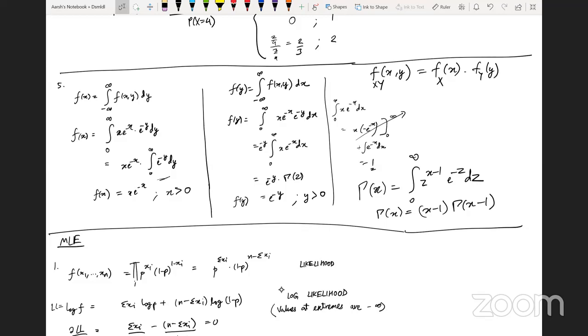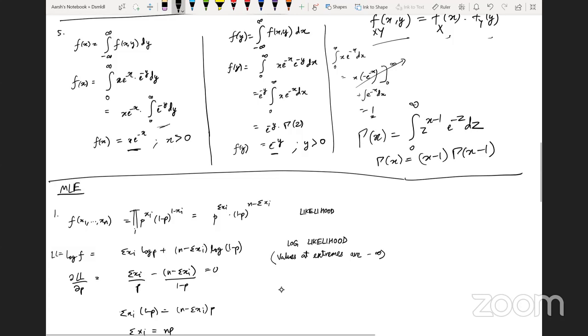So what we have done is, given this, we found f_X(x) and f_Y(y), and now we see that the joint is the product of these two, right? This one and this one. So that is why it satisfies the condition for independence, and we can say that they are independent. Is that okay?